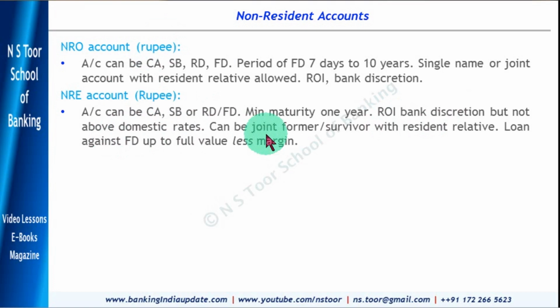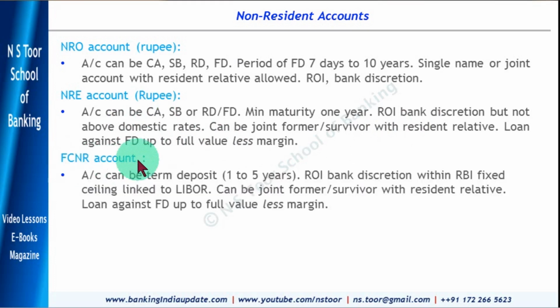This account can also be a joint former or survivor account with a resident relative. And here loan against FD is permitted up to the full value of the FD with appropriate margin. Another type of account which can be opened as a non-resident account is the FCNRB account, the foreign currency non-resident bank account. This account can be opened only as a fixed deposit, not a recurring deposit, and the period of this deposit is minimum 1 year and maximum 5 years.